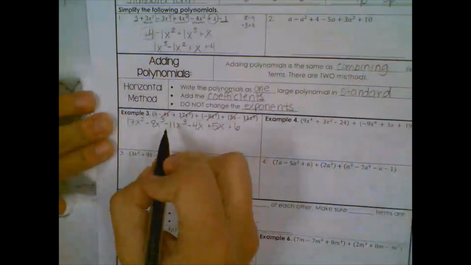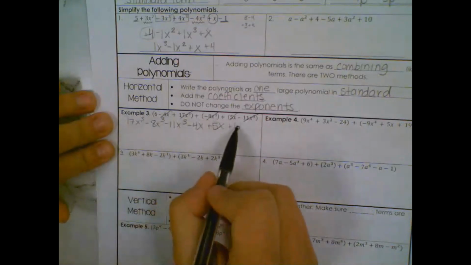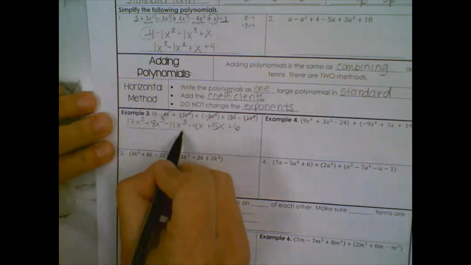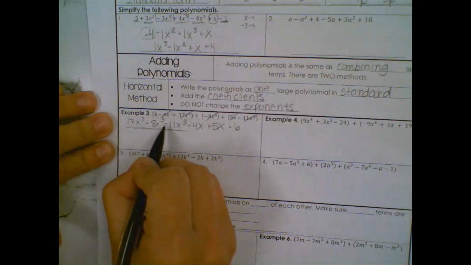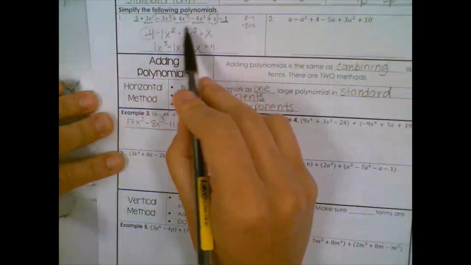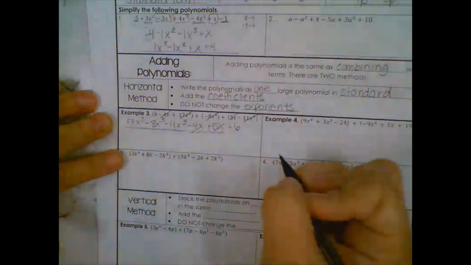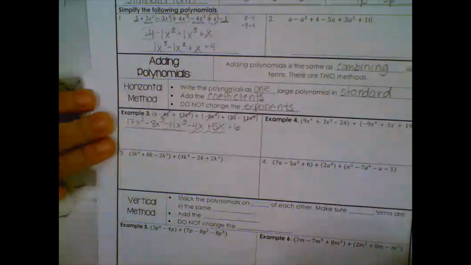Now what happens when we write this in order from standard, like largest exponent to smallest, it makes all of our like terms right next to each other. So if you look, all of these are x cubed. So instead of having to scan the problem for like terms, they're all right next to each other. So I still like to mark them, but it's just easier to see.